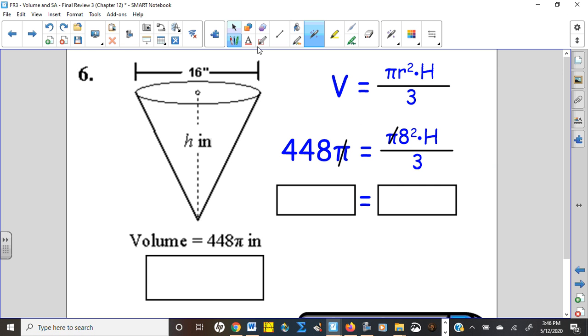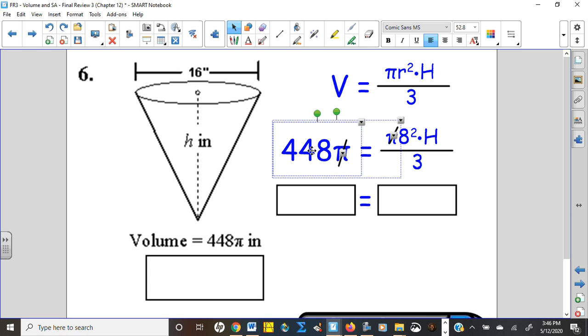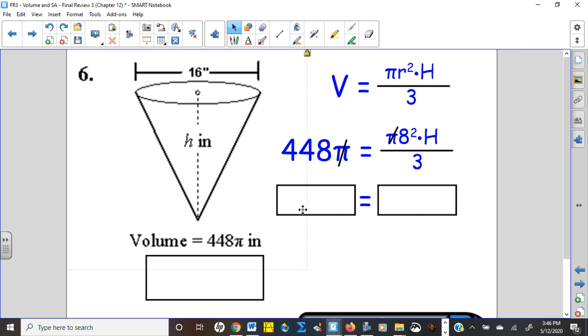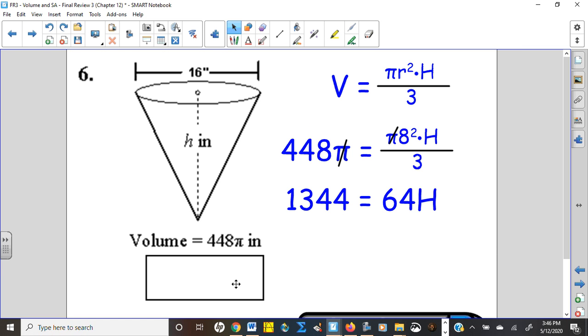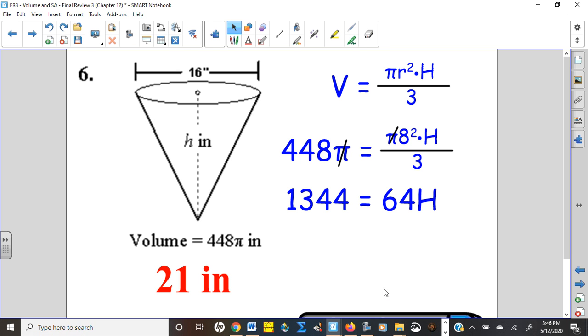Once again, don't forget those pi's. If they give you a pi, it's probably to make your life easier. And in this case, it does because those pi's are going to cancel. I'm going to multiply both sides by 3 and then divide by 64, and you get 21 inches for the height.